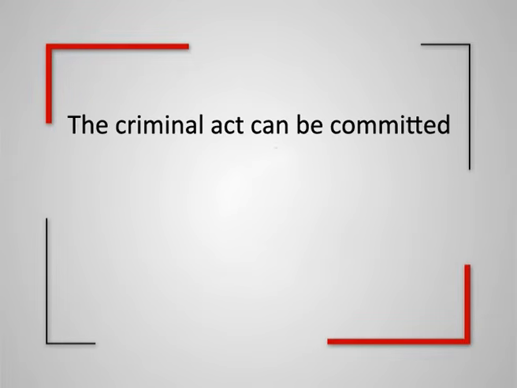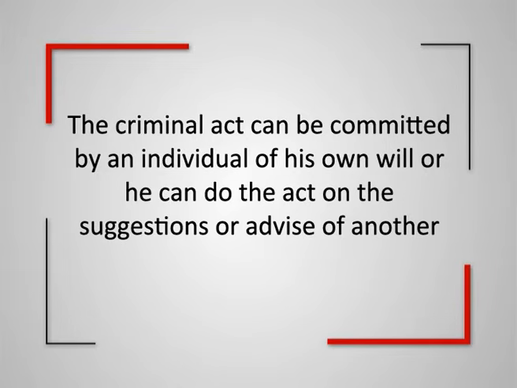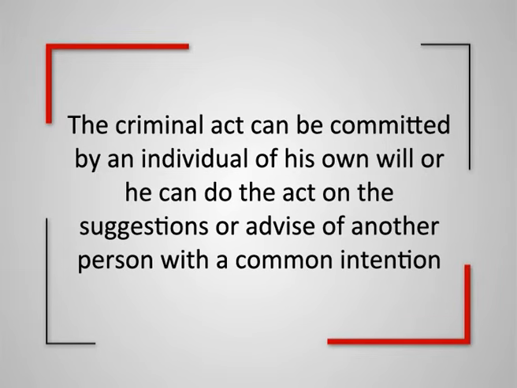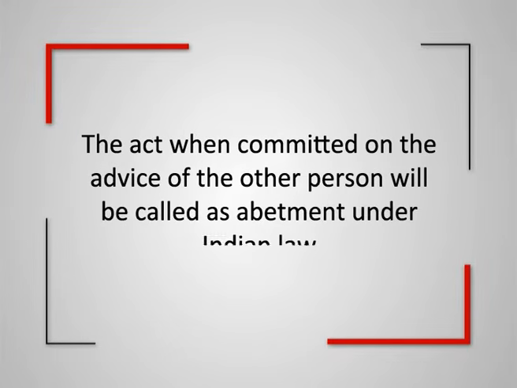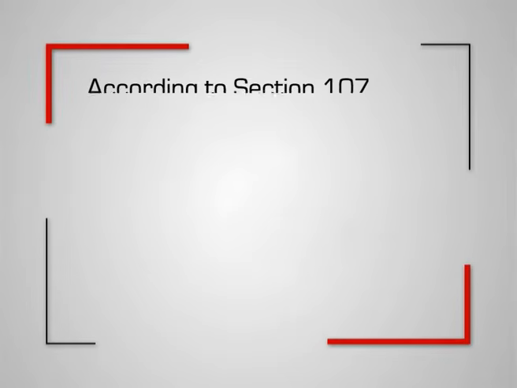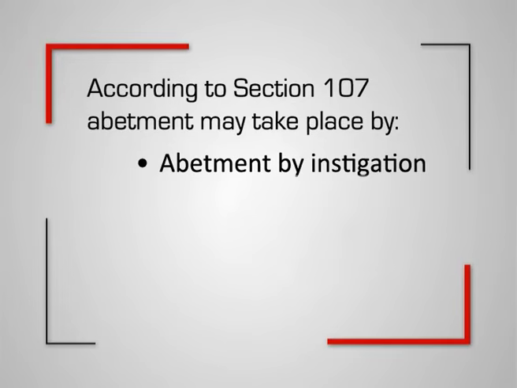The criminal act can be committed by an individual of his own will, or he can do the act on the suggestions or advice of another person with a common intention. The act when committed on the advice of the other person will be called abetment under Indian law. The abetment under the Indian law takes three forms, and the law of abetment is contained in section 107 IPC. According to section 107, abetment may take place by these three methods.